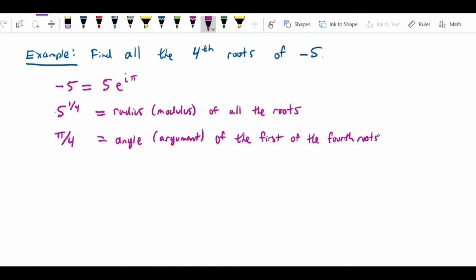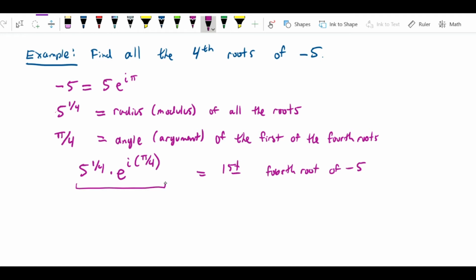Remember, there are 4 roots. One of them has to be the first one. The first one is going to have that angle. So let's write the number 5 to the 1/4 times e to the i pi over 4. This is the first fourth root of negative 5. Now, first of all, let's just convince ourselves that this actually is a fourth root of negative 5. If it is, then that means that if I take this number and raise it to the 4th power, I should get negative 5. So let's just verify that that is in fact one of the fourth roots.